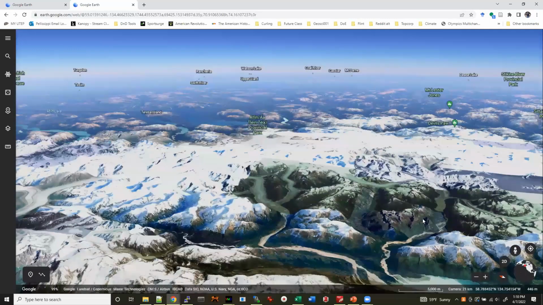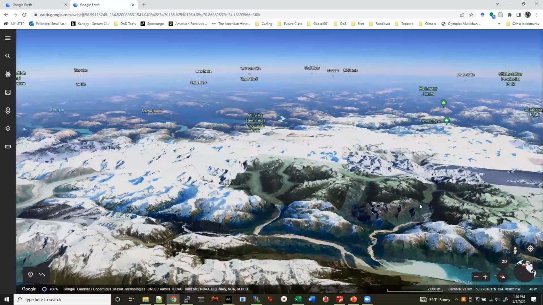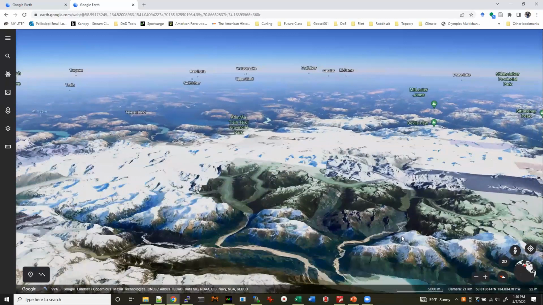Clearly, this valley today is filled by a stream. And from here, it looks like it's probably a braided stream. But it hasn't had enough time since that glacier receded to really reshape this valley. And so as a result, it's still a very U-shaped valley with a flat bottom.